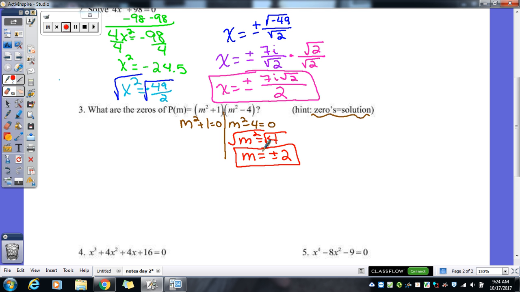For the other one, we're going to do the same thing. So we're going to subtract our 1 over first. So I get m squared equals negative 1. And then take the square root. M equals plus or minus. And then that's going to turn into an i because the square root of negative 1 is our i. So there's the other two answers. So we got i, negative i, and then 2 and negative 2 are our 4 answers for that problem.